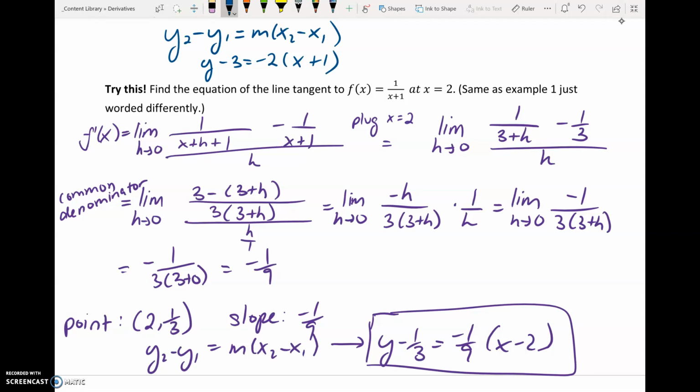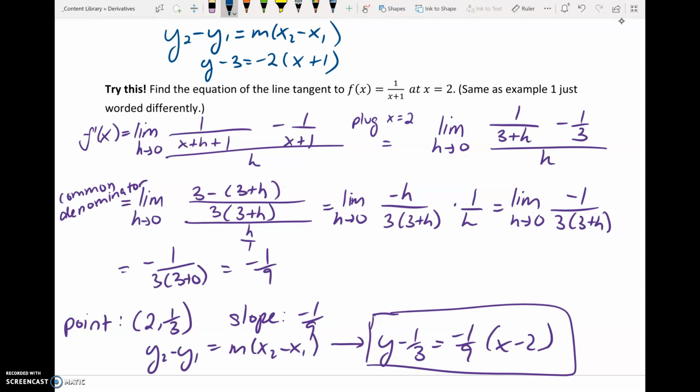Once we get to this stage, we want to find a common denominator so we can combine our fractions in the numerator, and that's how we got this. And then after that, we want to simplify this fraction, and when you do, you can cancel out those h's, and finally you can evaluate the limit, and then you should get negative 1 over 9.